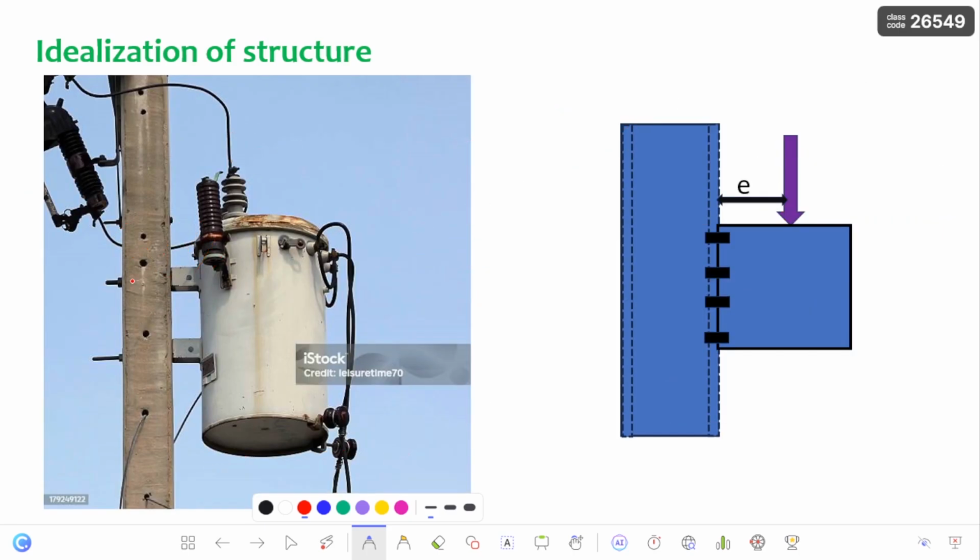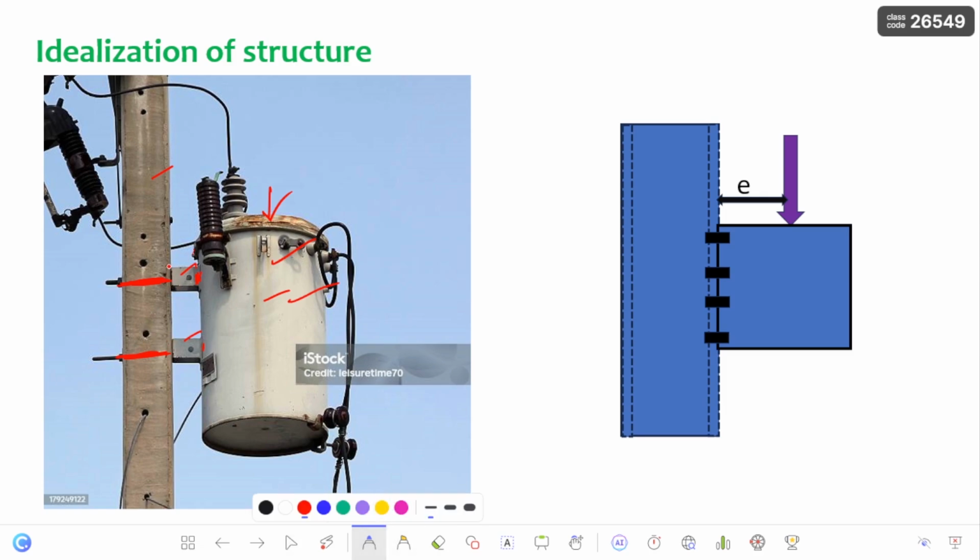Now let us get into the eccentric out-of-plane connection. Here, if you observe, this is an electric pole and this is a transformer which is connected through the bolts. For example, if you consider this as a bracket, the transformer is welded to this bracket. If you assume this as a point load, the transformer point load is acting through the bracket, and the load is going to transfer into these bolts.